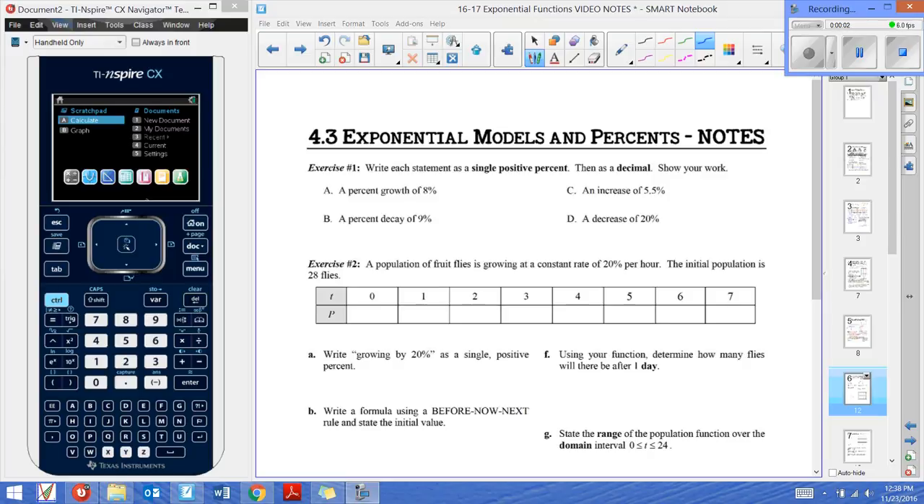You're watching the 4.3 lesson video on exponential models and percents. We're going to jump right into this lesson because this is a continuation. So we are still talking about exponential functions. We're now just going to take a look at how percentages can play a major role in exponential functions.